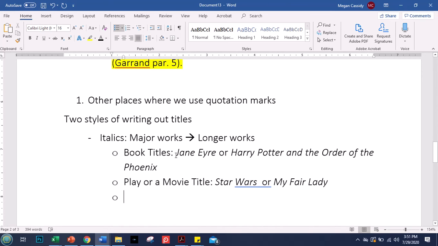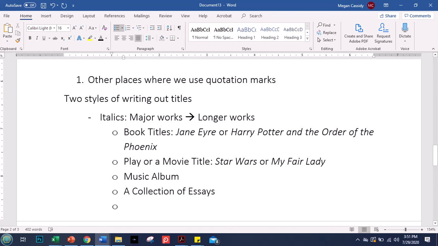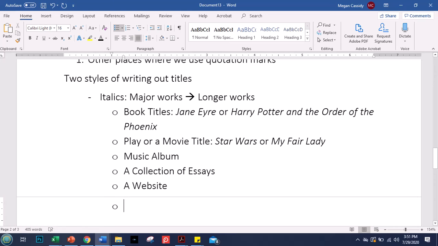Italics. So italics are those slanty letters. We used to in the past underline things, and I'm not sure, my paper that I show you might have some underlining. But at any rate, now we italicize. So other major works might be a music album, a collection of essays, the whole collection, a website. Okay, so let me do this. WebMD.